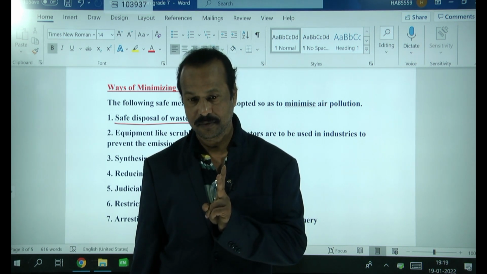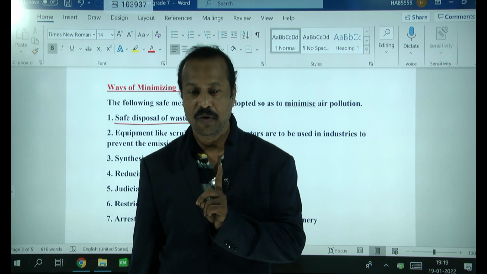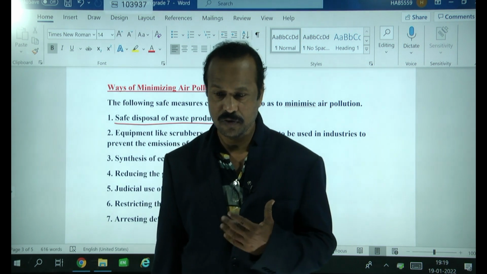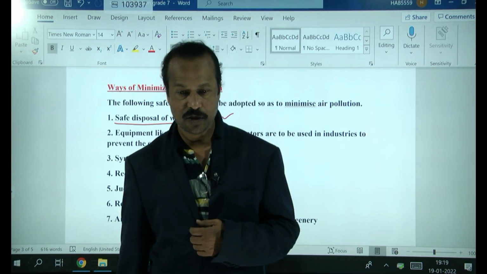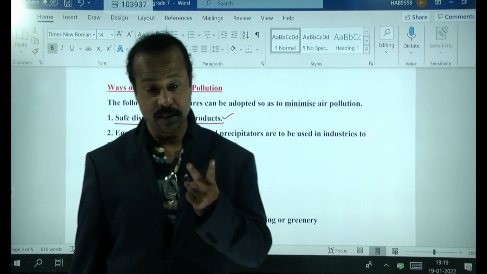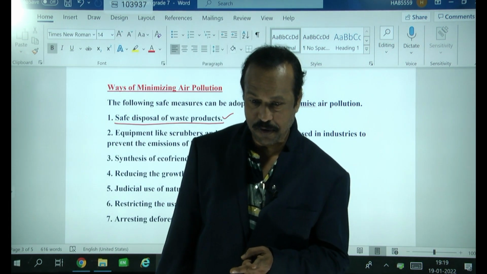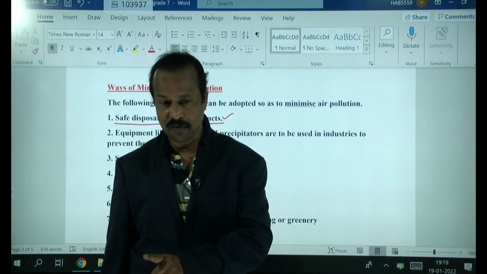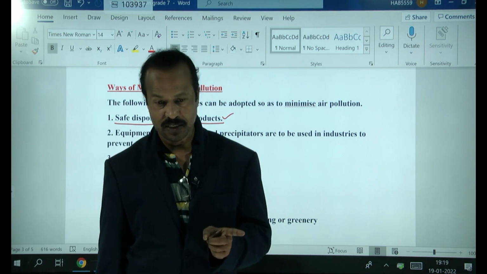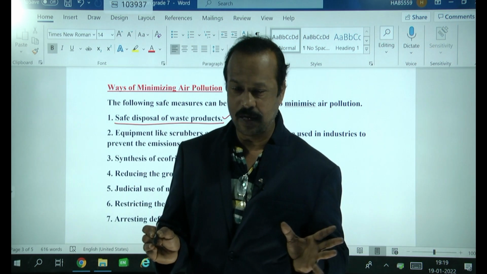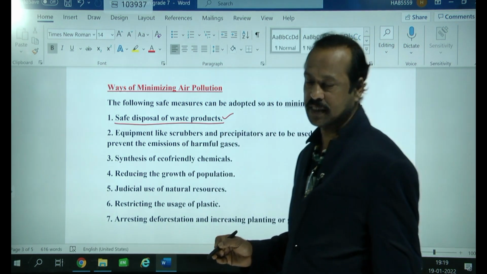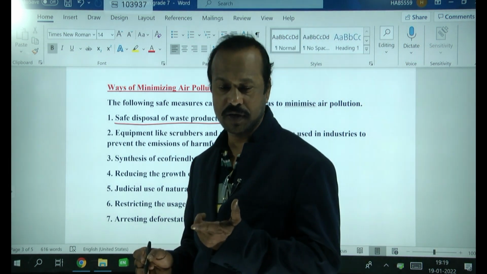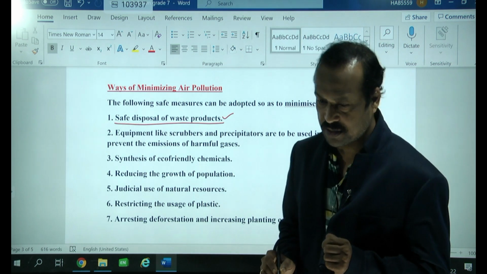Yes, Chaitanya? One is for dry and one is for wet. Okay, whatever domestic waste is released in your house, the government is giving 2 dustbins freely to each house, one for dry waste and the other for wet waste, to dispose of them safely. So that's the first thing: safe disposal of waste products, not only domestic, even industrial waste should be disposed of in the safest way.